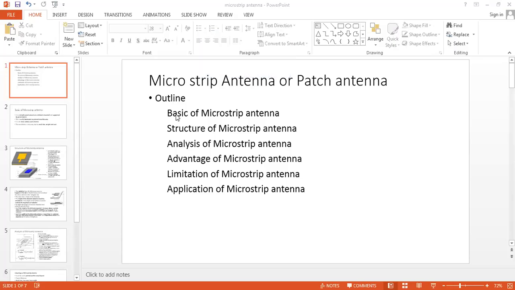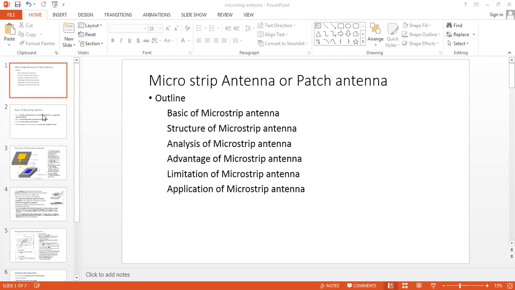Good morning. The topic today is the microstrip antenna, or patch antenna. We're going to see the basics of the microstrip antenna, the structure of the microstrip antenna, analysis of the microstrip antenna, advantages of using it, limitations of microstrip antennas, and where microstrip antennas are used. We are going to see all of this today.